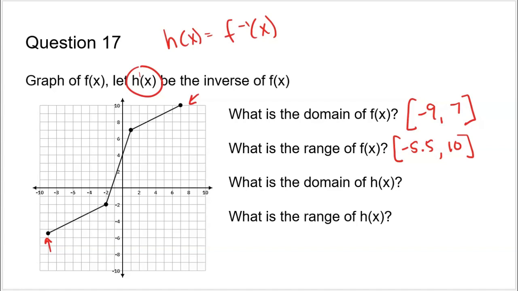I should know that. So because the range of f of x was -5.5 to 10, that means the domain of the inverse is going to be -5.5 to 10. The domain and range switch. And the same thing with the range. The range of h of x is the domain of the original function f of x, and that's going to be -9 to 7. So there we go.